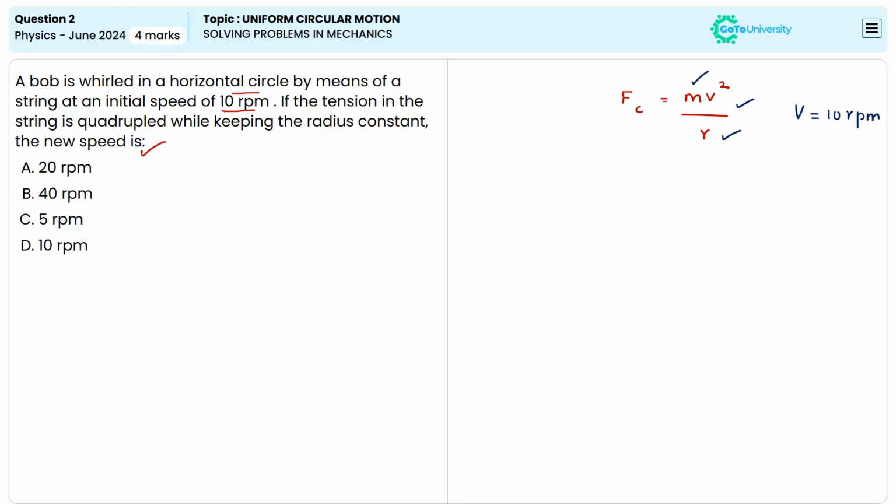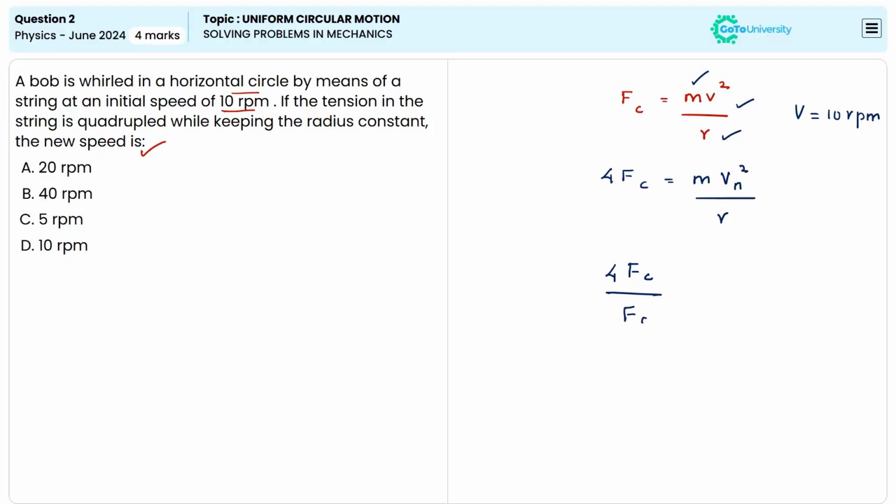Here the question is, what will happen to the velocity when the force or the tension in the string becomes 4 times? So here we can write a new equation: 4Fc = mVn²/r. So let us calculate the ratio now.